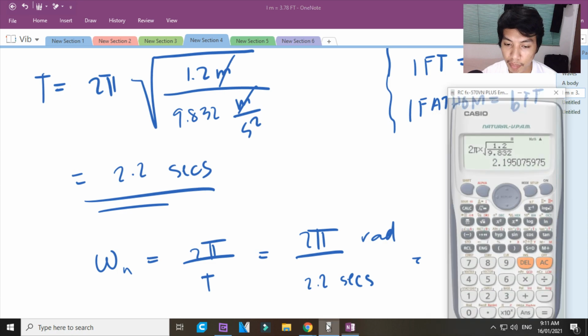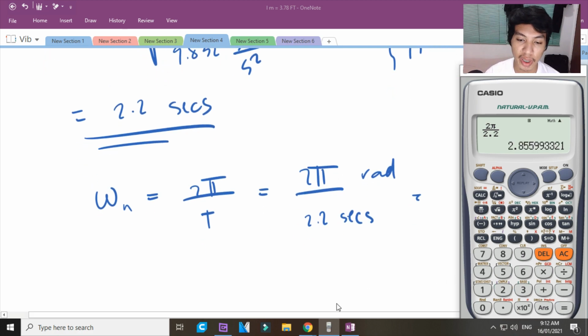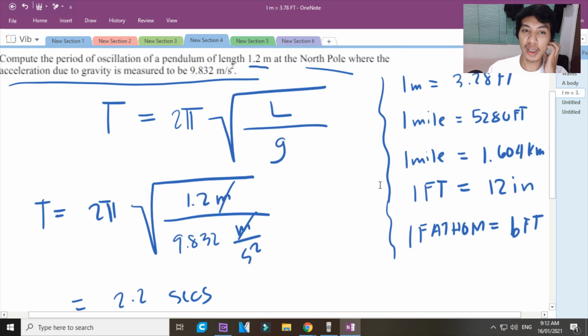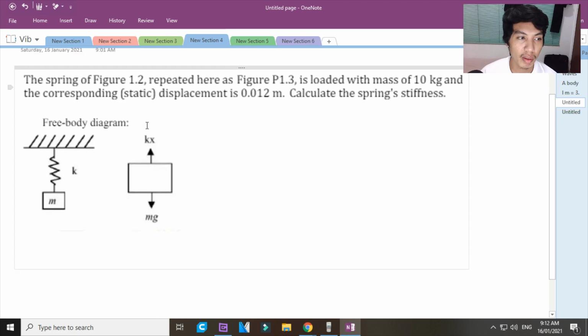Answer, 2 shift pi divided by 2.2. That is 2.86. Natural frequency is 2.86 radians per second. Okay? So that is for problem number 2. Problem number 3. Tingnan mo ha.